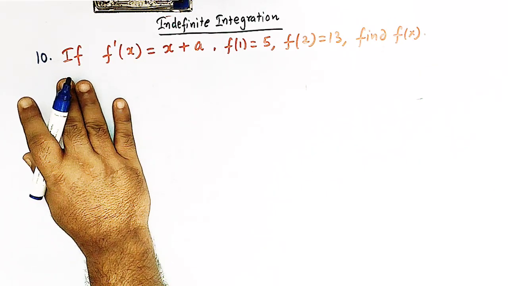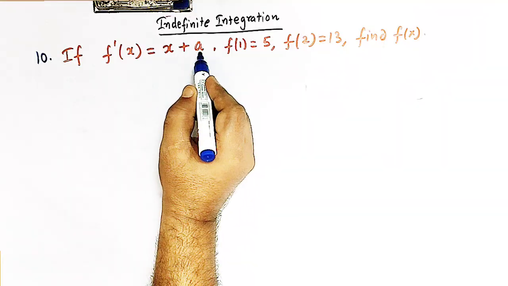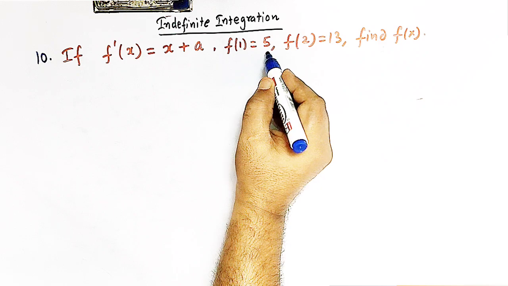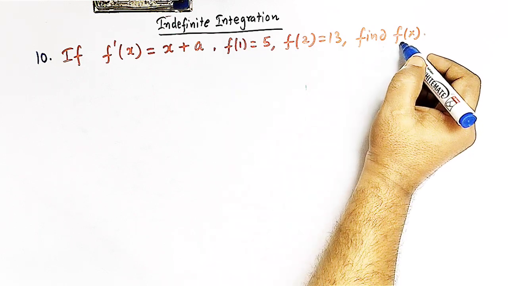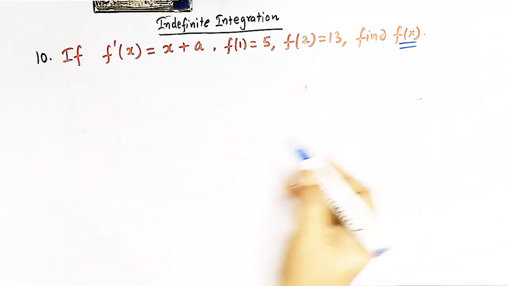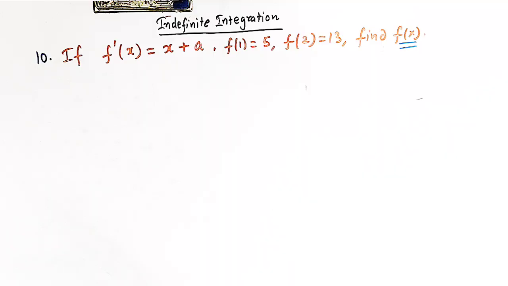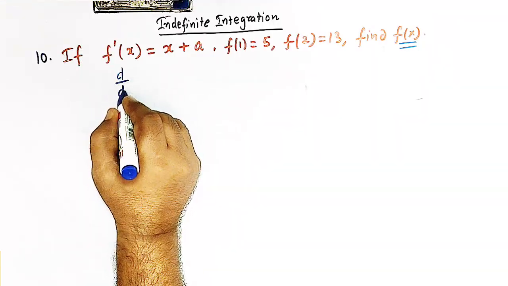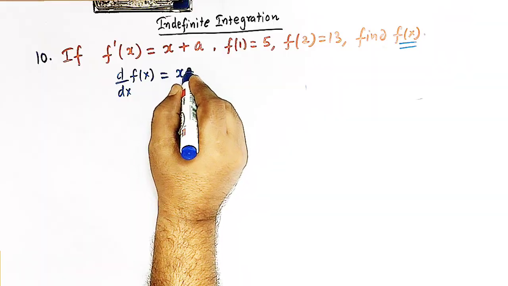Now consider this problem. Here we are given f prime of x is equal to x plus a, where a is some constant, and f of 1 is given as 5, f of 2 is given as 13, and we have to find f of x, right? Here again we'll make use of the definition of indefinite integration. Here f prime of x can be written as d by dx of f of x, which is equal to x plus a.